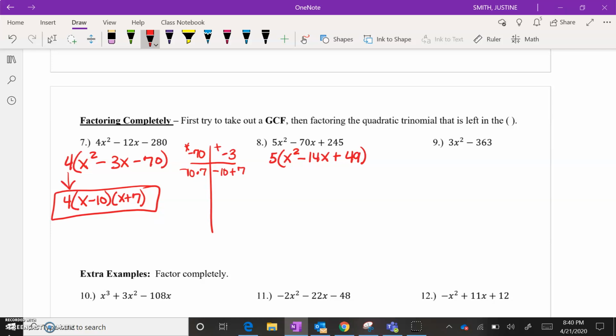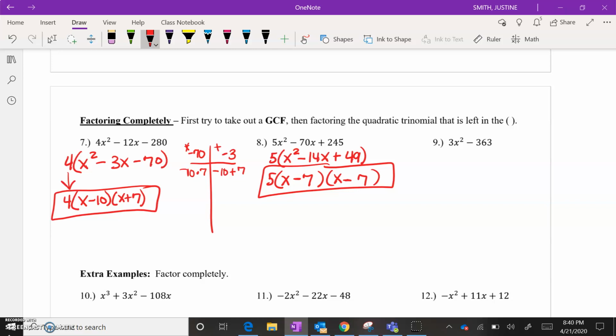And you don't always have to make this T chart. That was just to show you the thought process here. But for this one, if you feel comfortable, you can just fill it in and say, okay, what multiplies to a positive 49 and adds to negative 14? So I know that's got to be negative 7 and negative 7. The T chart is just to get you used to it, but you don't have to make that.